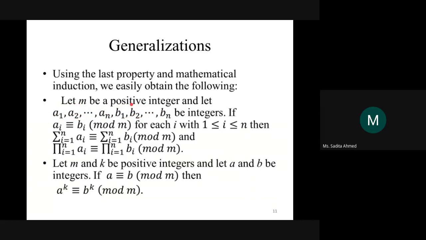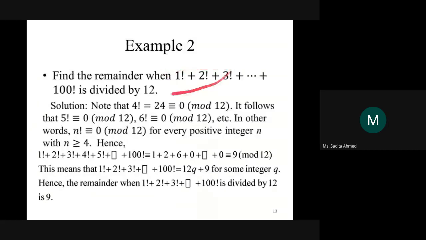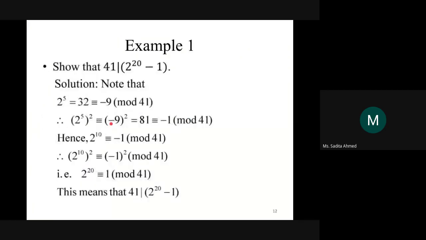m, right? So here we have all these numbers: 1 factorial, 2 factorial, 3 factorial, 4 factorial, 5 factorial, 6 factorial, so on until 100 factorial. 1 factorial is congruent to 1 mod 12, 2 factorial is congruent to 2 mod 12, 3 factorial is congruent to 3 mod 12, 4 factorial is congruent to 0 mod 12, and 5 factorial, 6 factorial, all of the others, starting from 4 until 100, are congruent to 0 mod 12, right? All of them have the same mod.